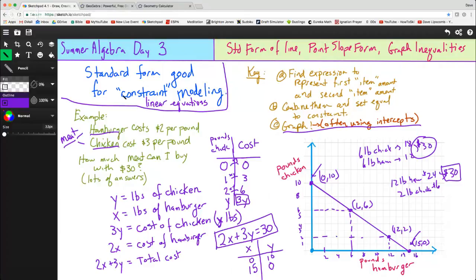This, again, is called a constraint problem. I have $30. I can buy 2 things with it, and I can linearly model how much I can buy at any different point for chicken and hamburger. Okay, let's do another problem like this. You'll get the hang of these. They'll get pretty easy, but they start off kind of hard.